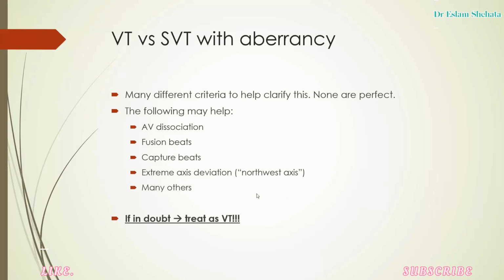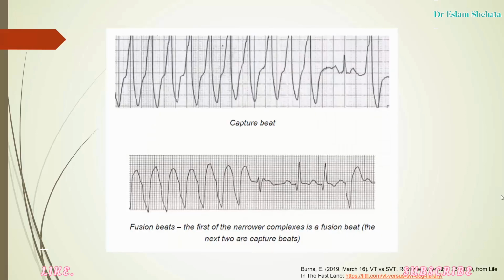You could also try looking at the axis, and if it's quite an extreme axis, like a northwest axis, well, that makes it more likely to be ventricular tachycardia. There are lots of other signs that you can look for. It's really quite a difficult topic, and it's not always possible by looking at the ECG. If in doubt, you treat it as VT, okay? If in doubt, it is ventricular tachycardia until proven otherwise.